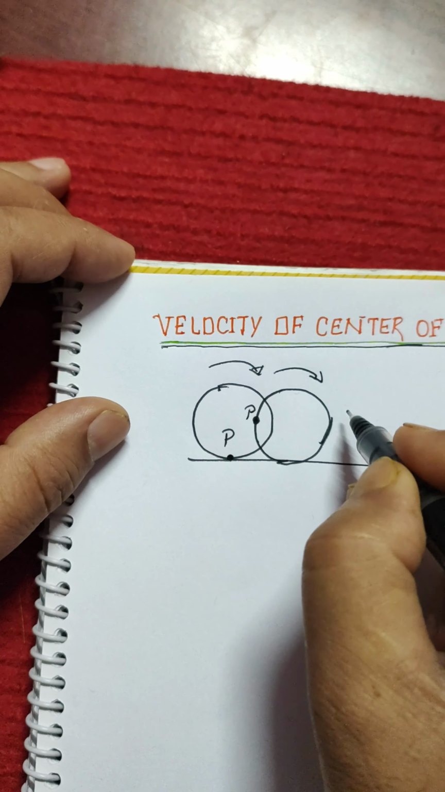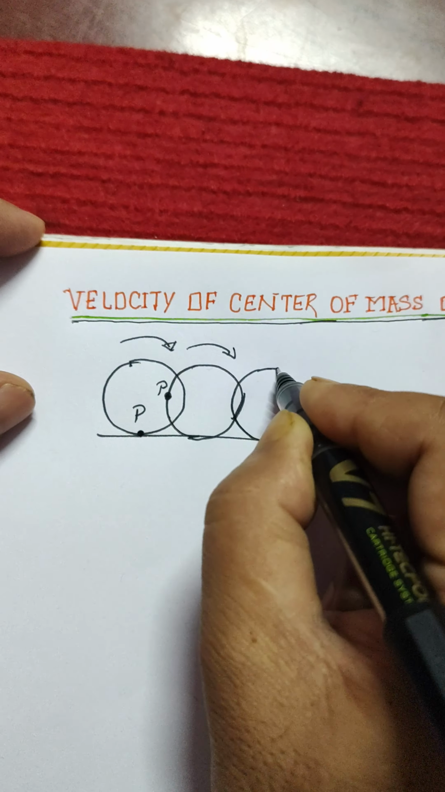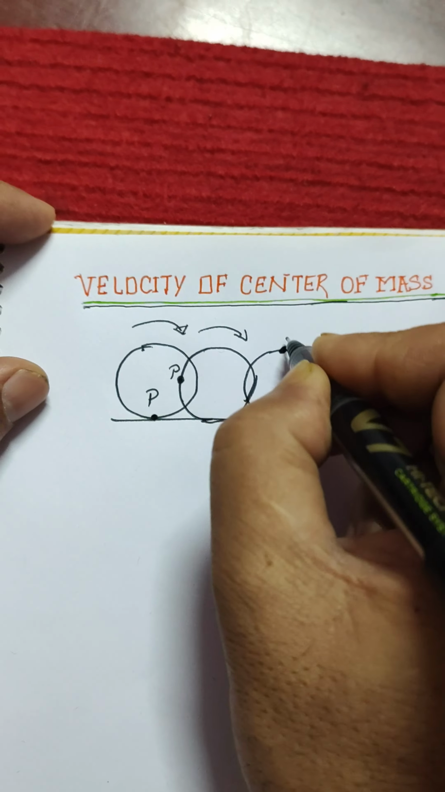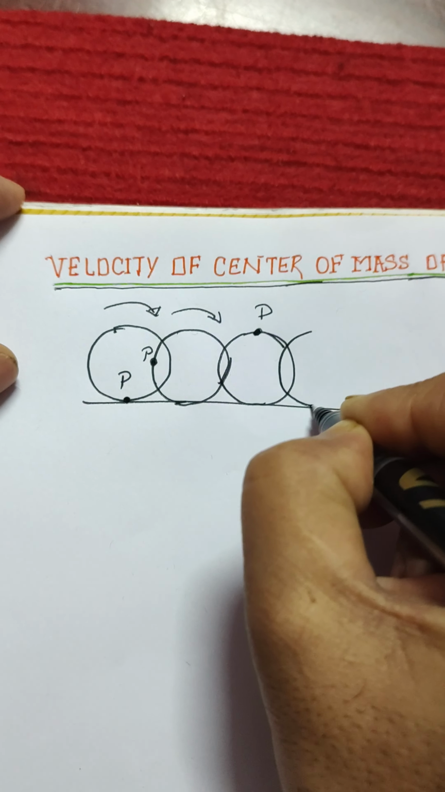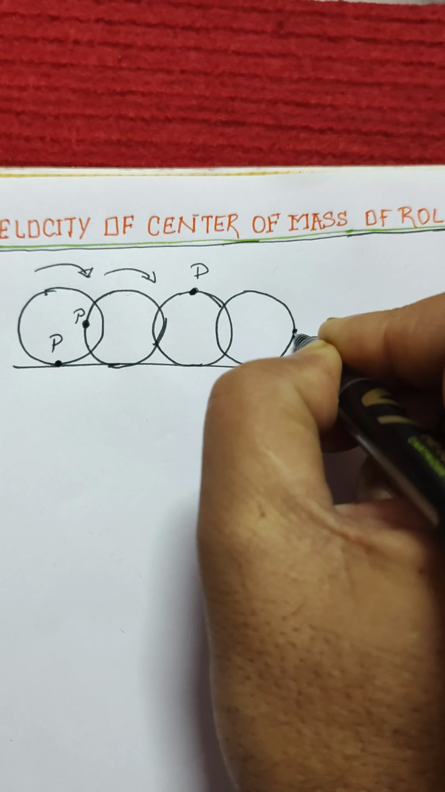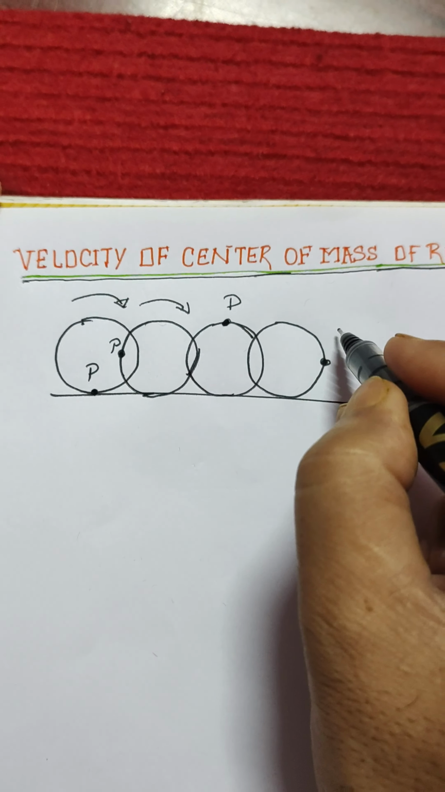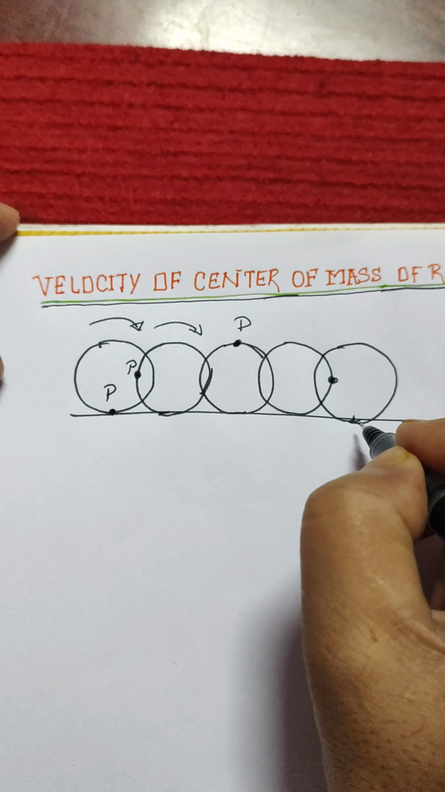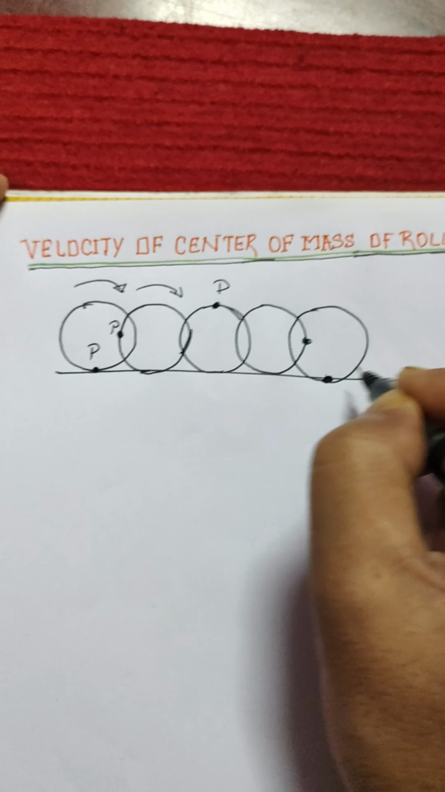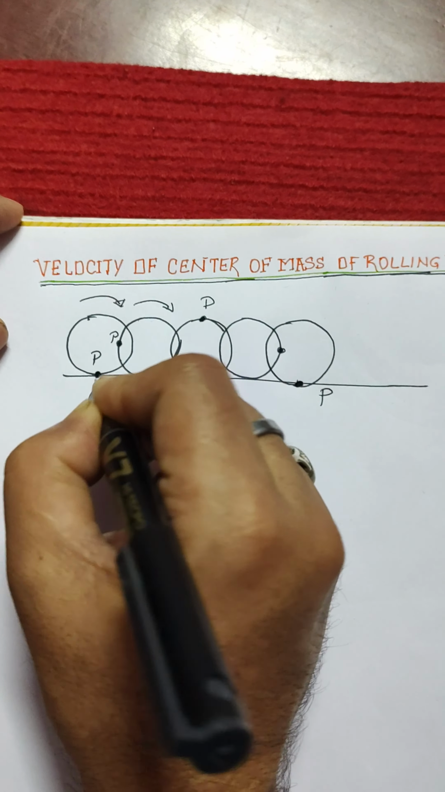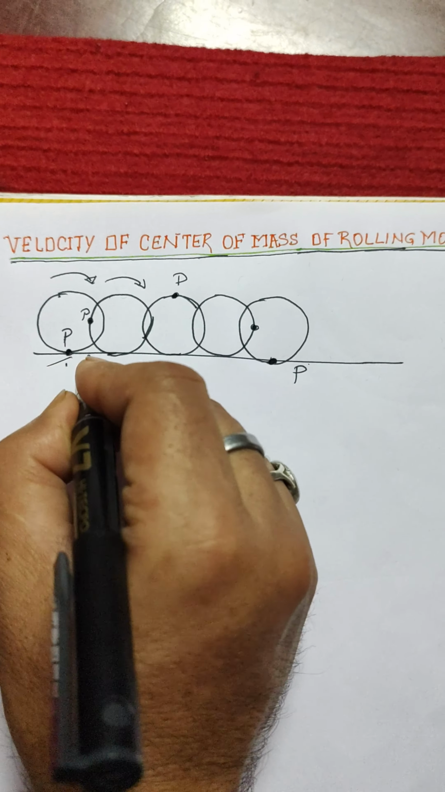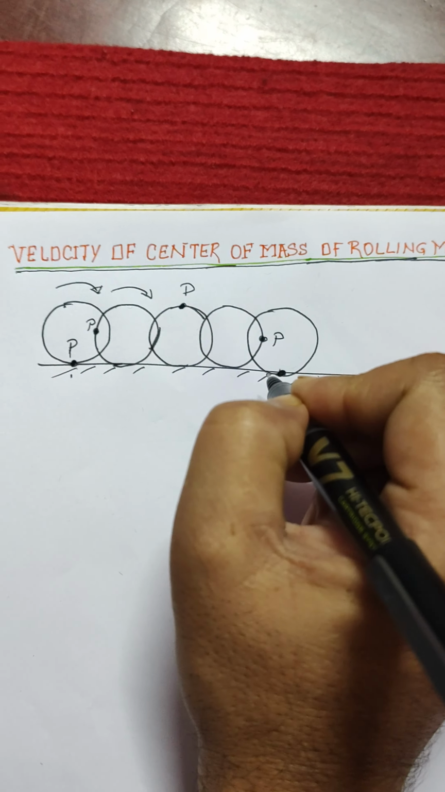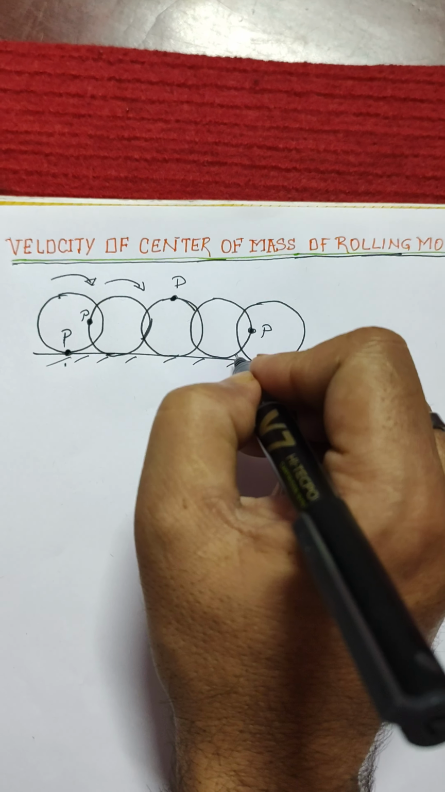Further, when it moves, you can see here this point is at the top, then its position is here. Finally, when the body completes one full rotation, it again reaches the ground. So you can see this point P starts from the ground and reaches the ground. So one rotation is completed by the body. It's very simple, so there is no difficulty in understanding this.